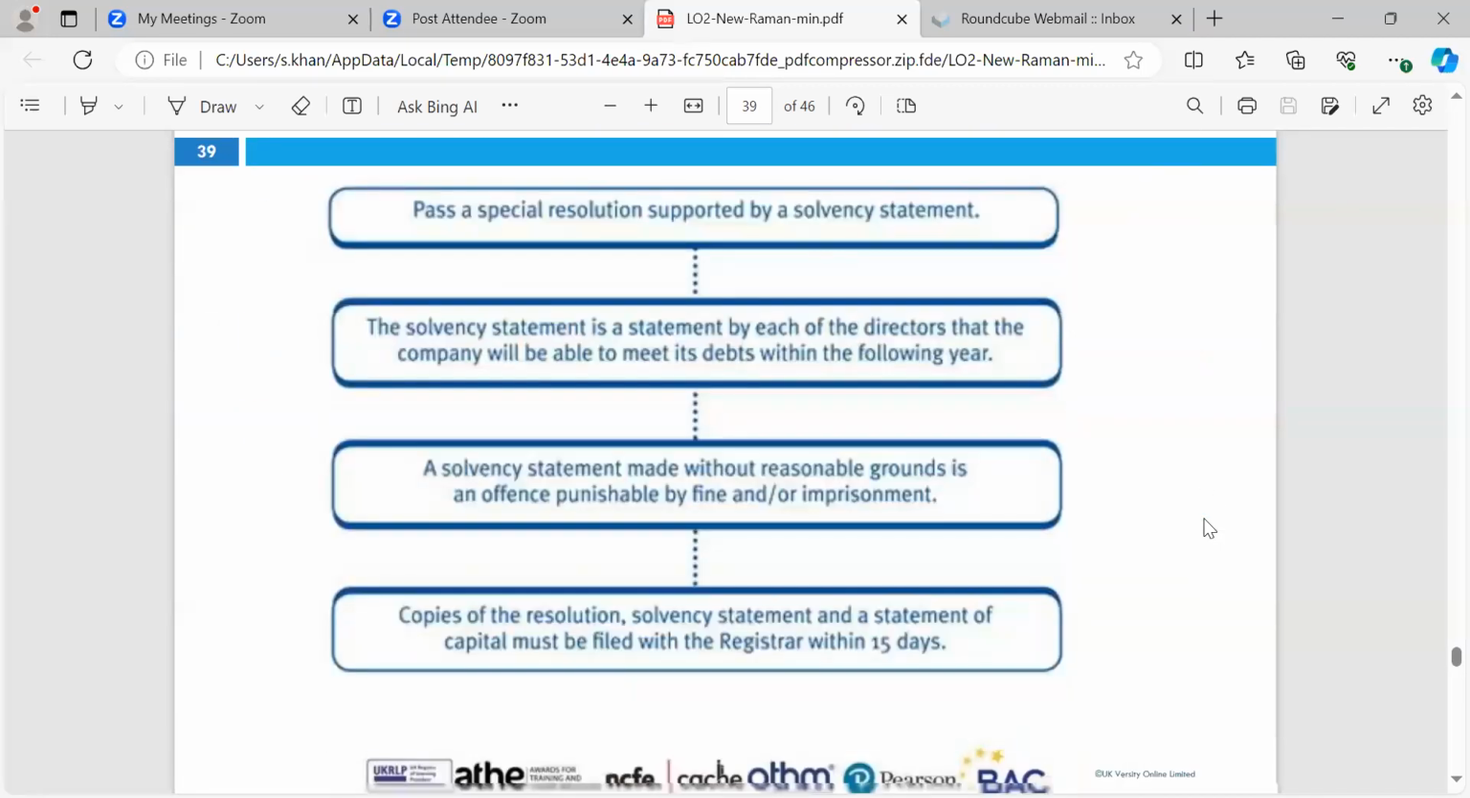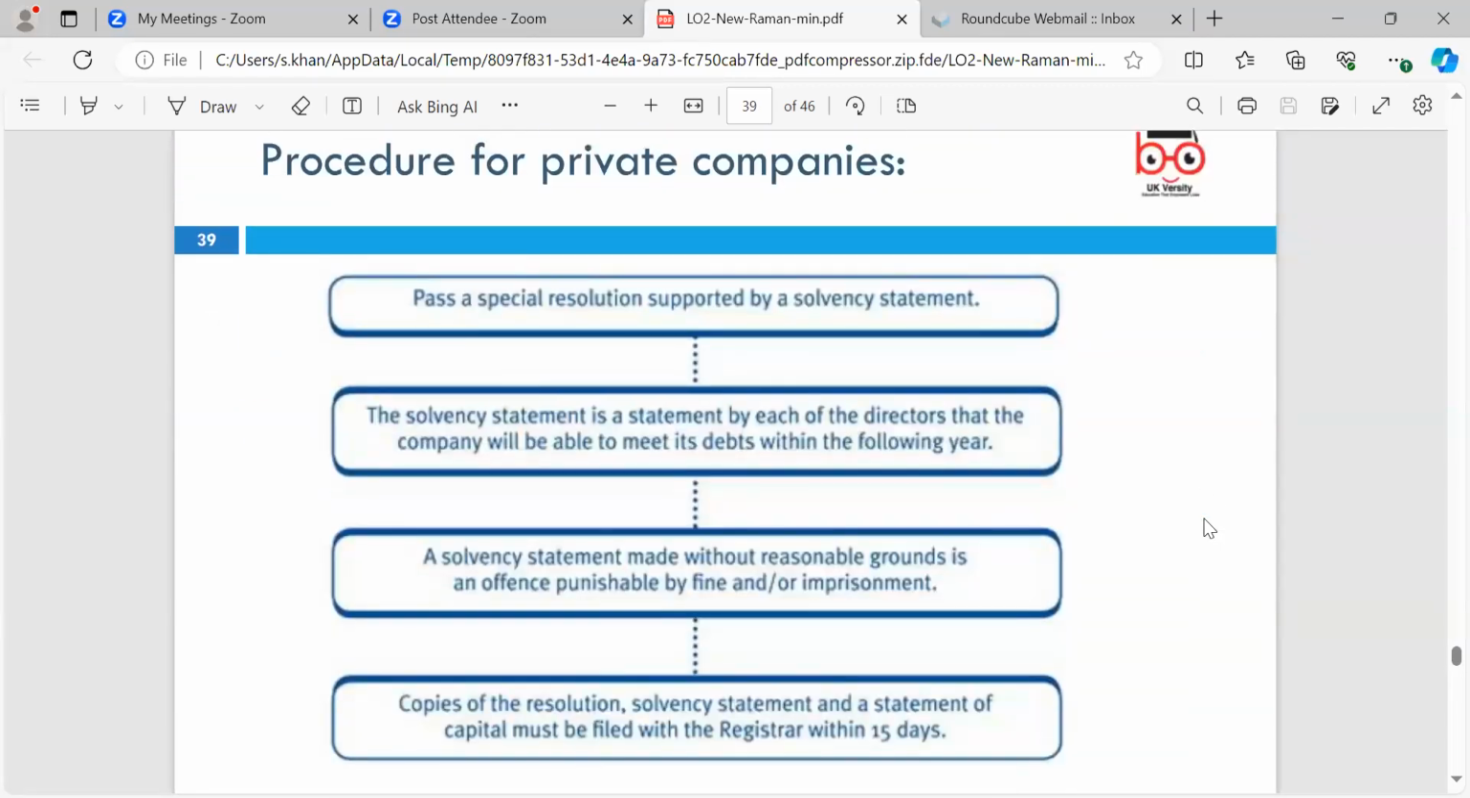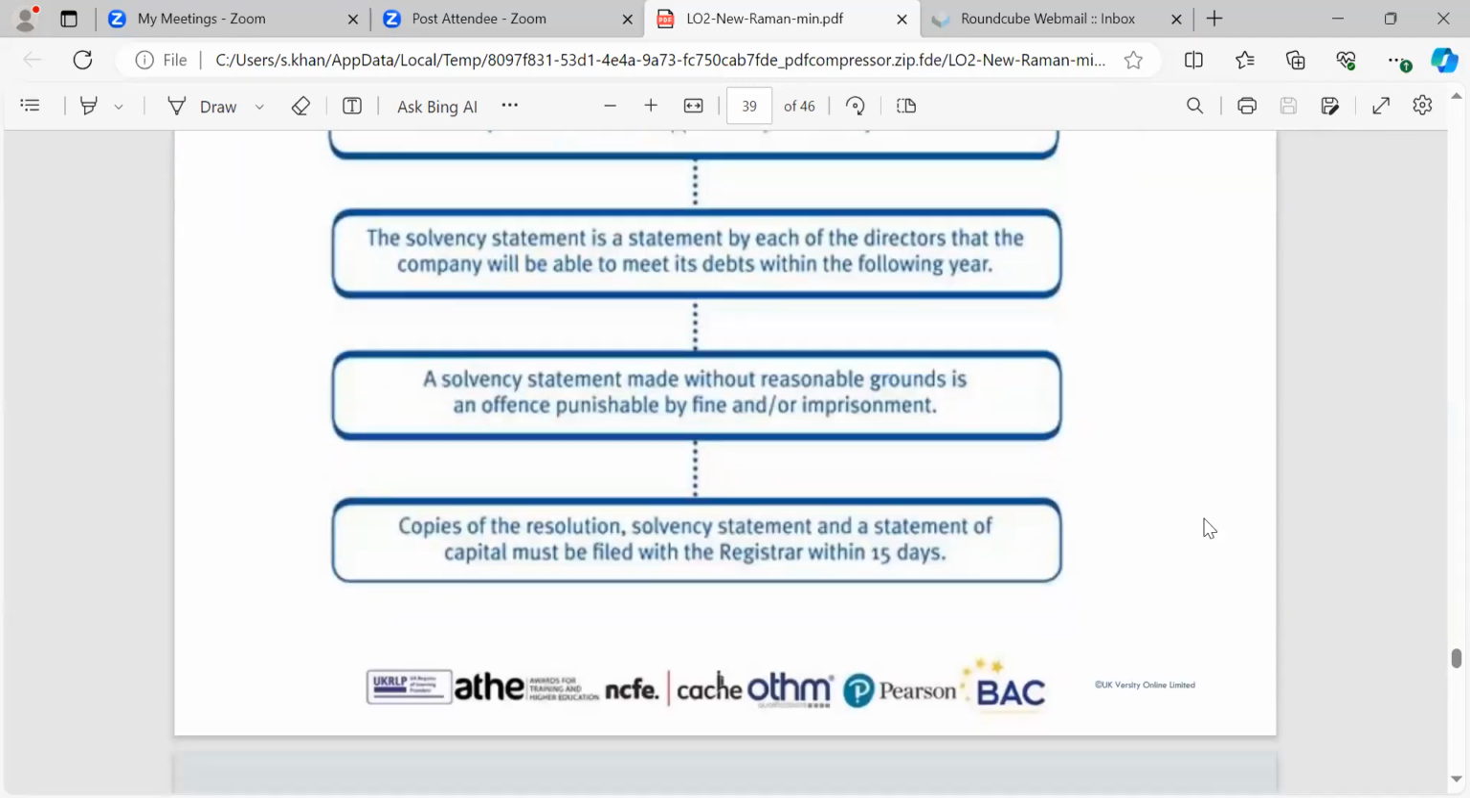Procedure for private companies. They pass a special resolution supported by a solvency statement. The solvency statement is a statement by each of the directors that the company will be able to meet its debts within the following year. A solvency statement made without reasonable grounds is an offence punishable by fine or imprisonment, and copies of the resolution, solvency statement and a statement of capital must be filed with the registrar within 15 days.